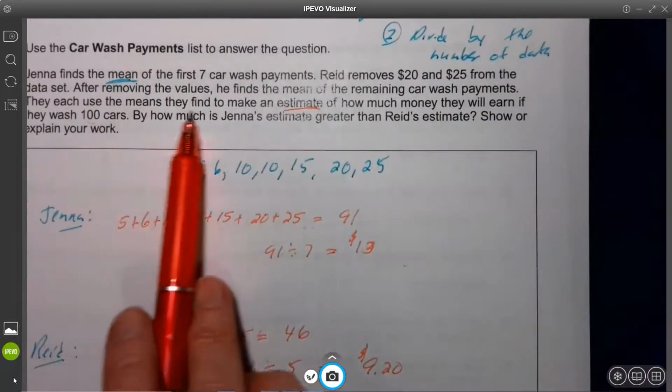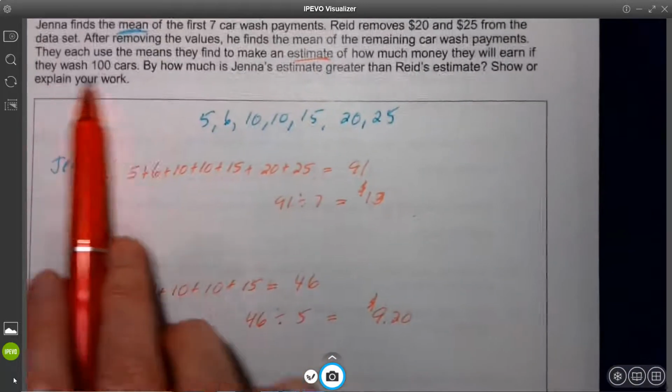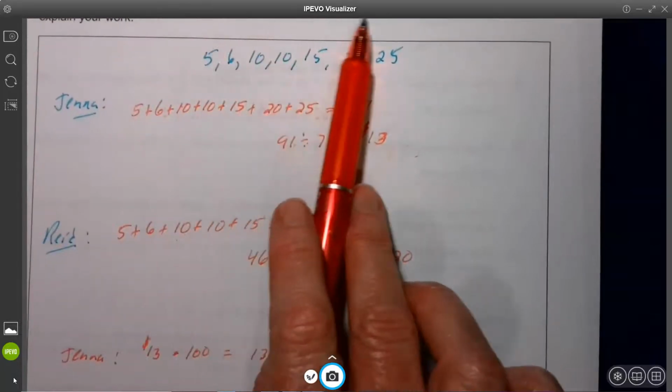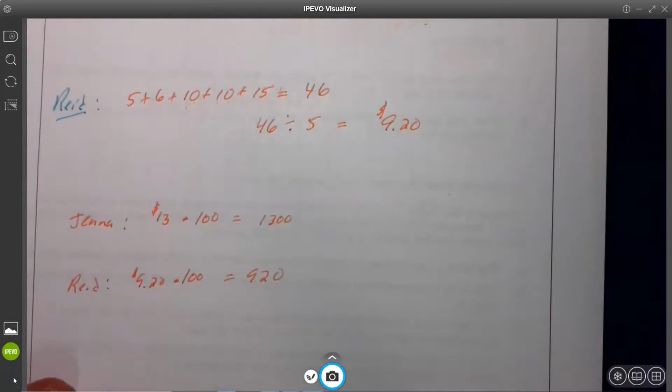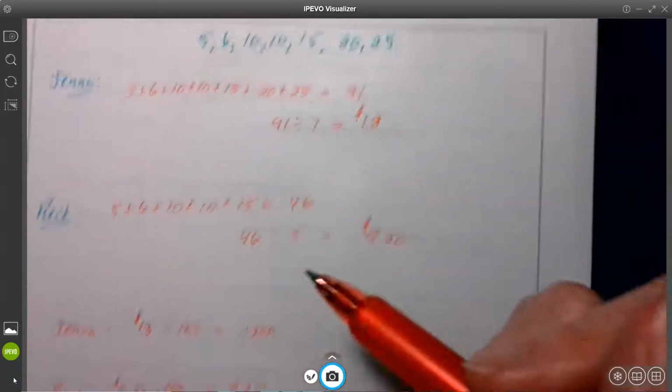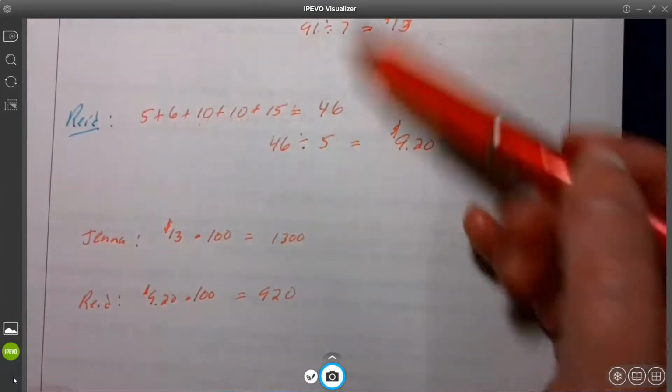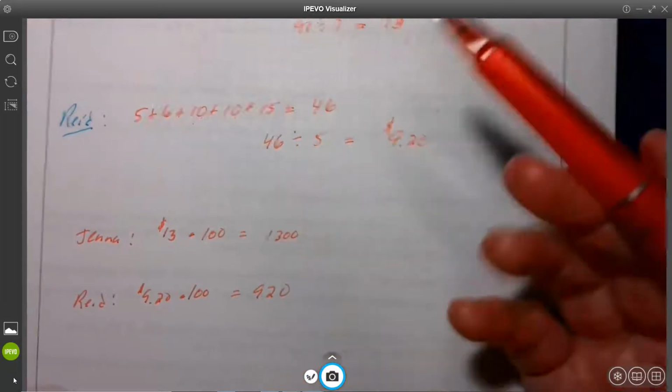Is that all they want us to know? Let's go back up and read again. Use the mean to find an estimate. By how much is Jenna's estimate greater than Reed's estimate? Show or explain all your work. So we've showed our work and we're going to explain it. When it says show or explain, if you don't want to show all this, you at least have to write out everything for it and explain it.